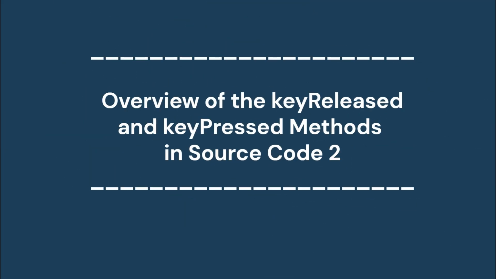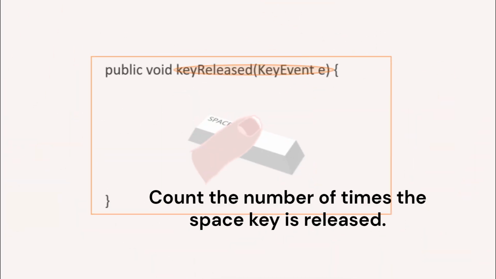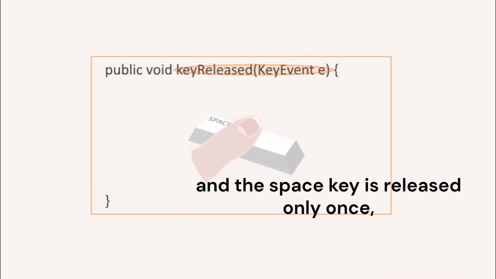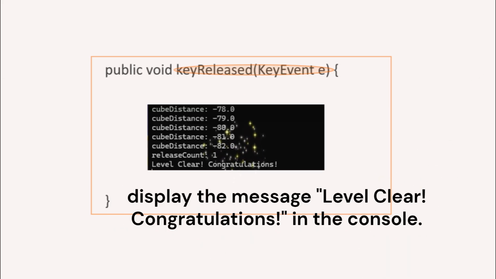Overview of the keyReleased and keyPressed methods in source code 2. What is happening within the keyReleased method? Count the number of times the space key is released. If the projectile is in the range from here to here, and the space key is released only once, display the message, Level Clear. Congratulations!